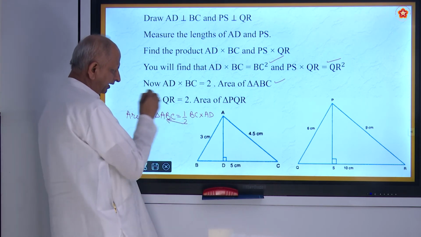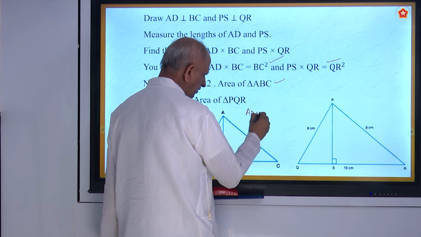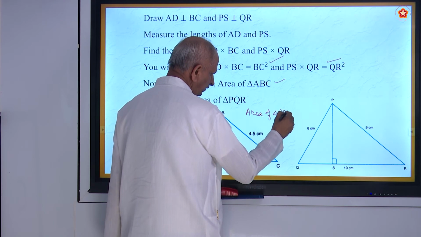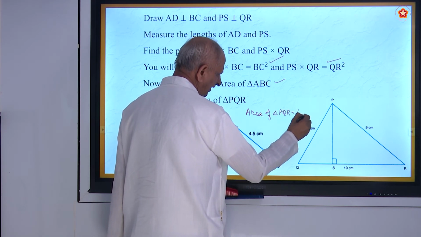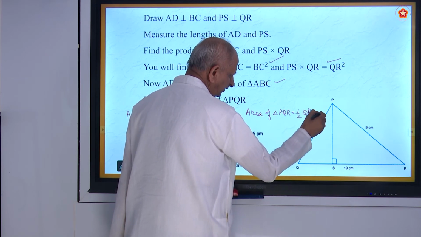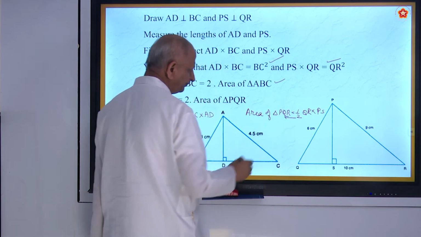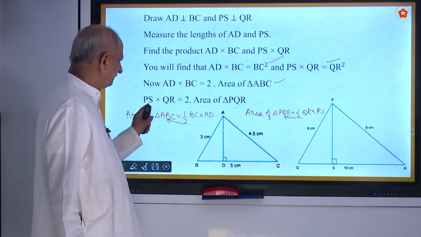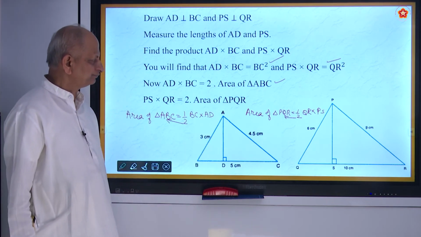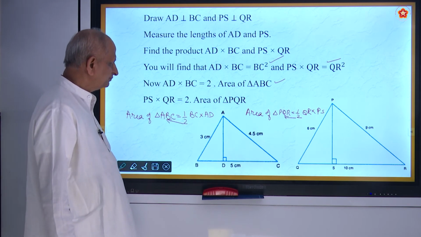Okay. Similarly here, area of triangle PQR is equal to half of base into height. Base is QR, height is PS. Bring this to this side. So QR into PS is equal to 2 times area of triangle PQR. Got it? So what do you get by that?